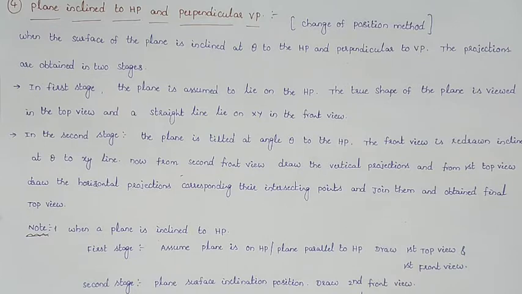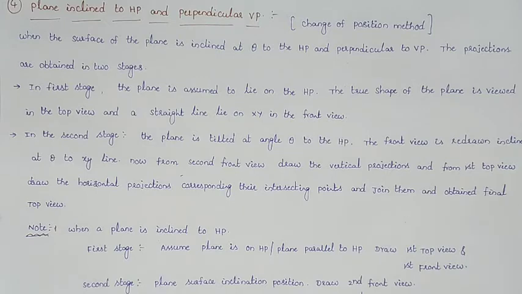So this is our position. When a plane surface is inclined to HP and perpendicular to the VP, by using the change of position method, we draw the projections in two stages. In the first stage, we assume that the plane surface is lying on the HP, or parallel to the HP, or lying on the ground. We know that whenever a plane surface is parallel to the HP, the top view is the true shape of the object, so first of all we draw the first top view as the true shape and the front view as a straight line.